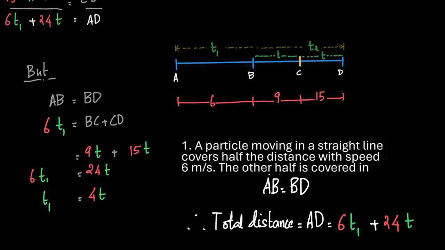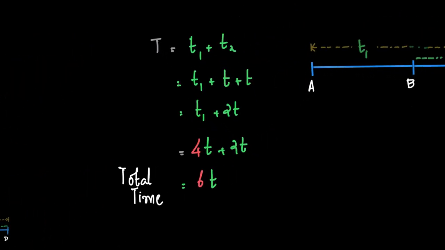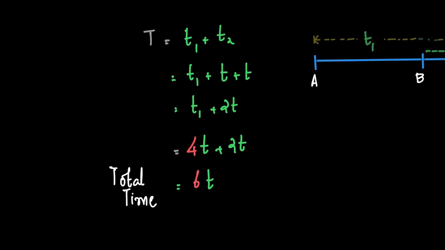See, it is given in the question that the motion is in a straight line covering half the distance with speed 6. So AB is the half. So we can say that AB is equal to BD. What is AB? AB is 6 into t1. What is BD? BD is BC plus CD, which is 9 into t plus 15 into t, which is 9t plus 15t, which is 24t. Therefore 6t1 is equal to 24t, and t1 is equal to 4t. So if t1 is equal to 4t, we can write that total time is t1 plus 2t. What is t1? t1 is now 4t. So 4t plus 2t, total time becomes 6t.